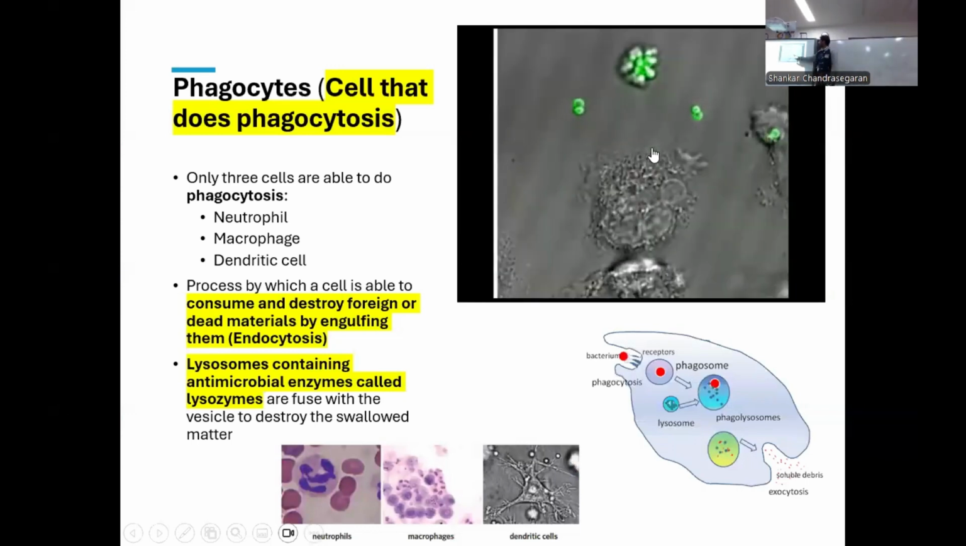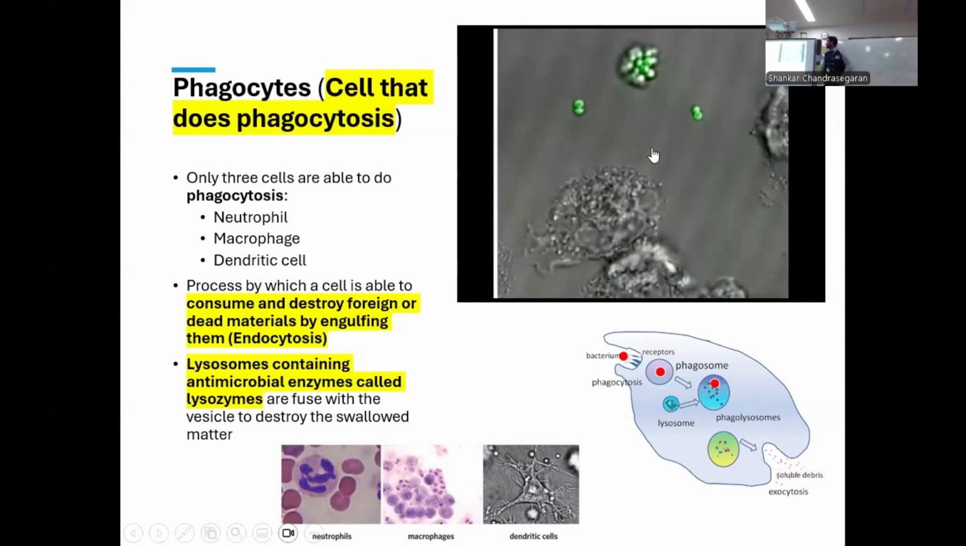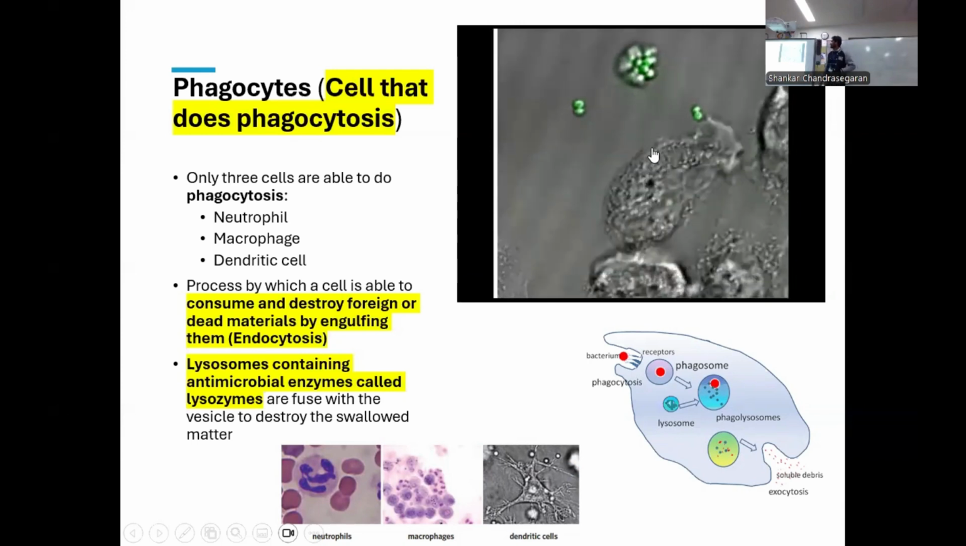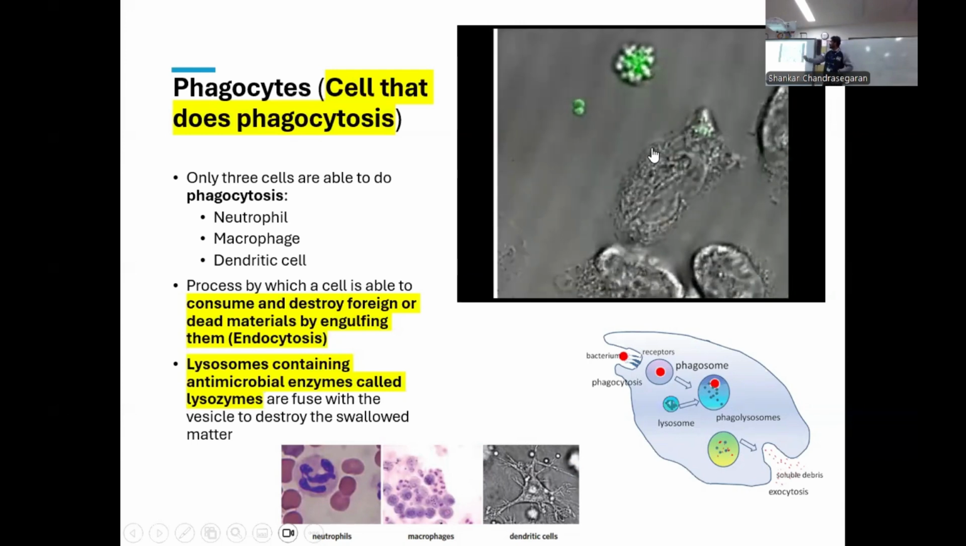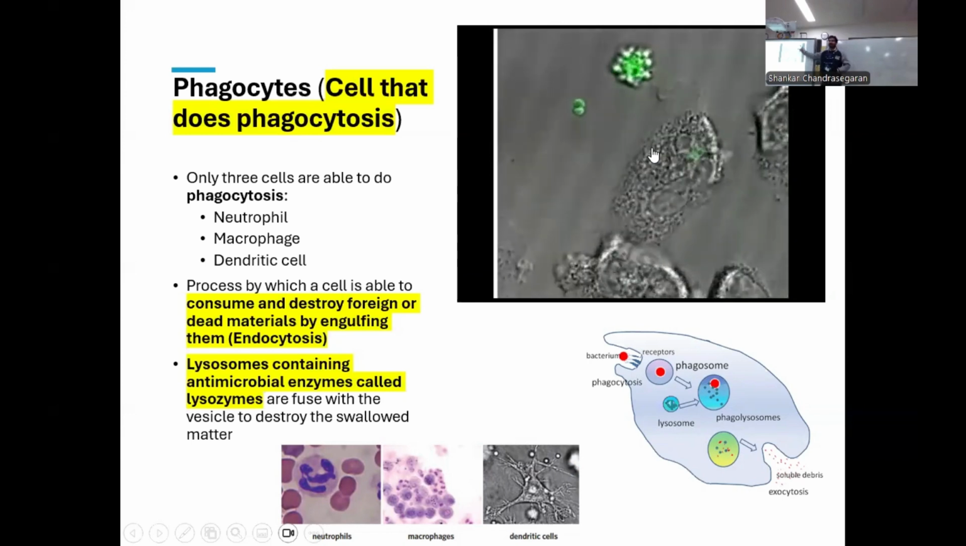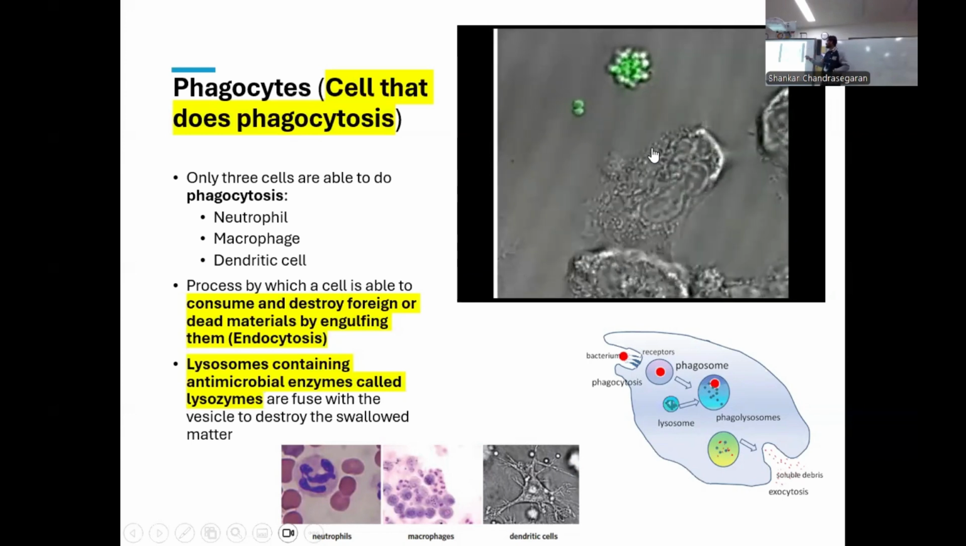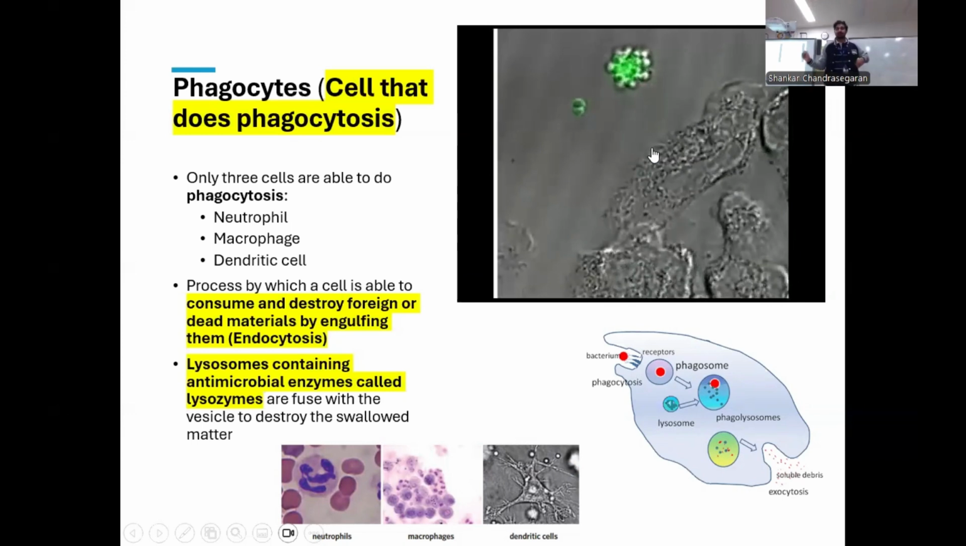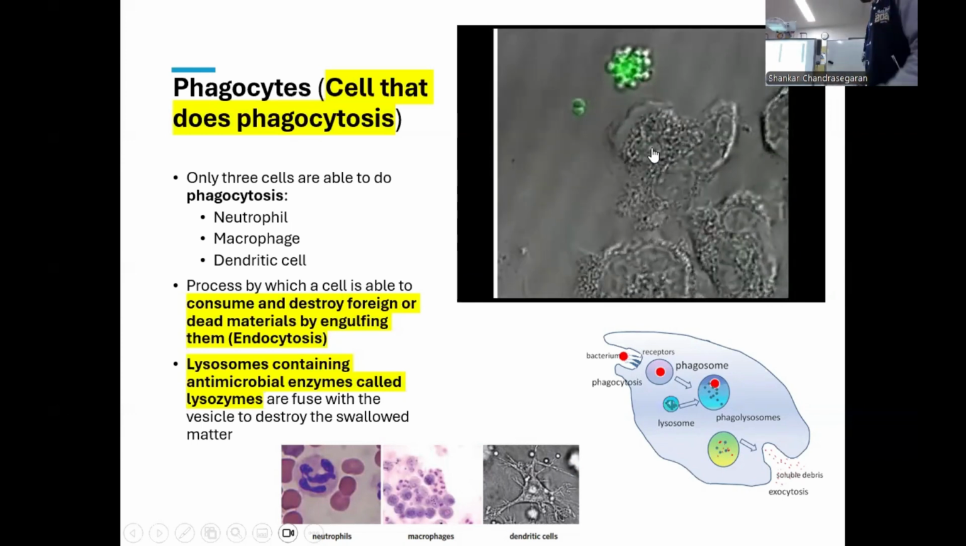This is a phagocyte right here. The colored ones are your pathogens. Observe what happens to the thing right there. Yeah, exactly right there. That is engulfing, right? It basically just took it into itself by swallowing whole.